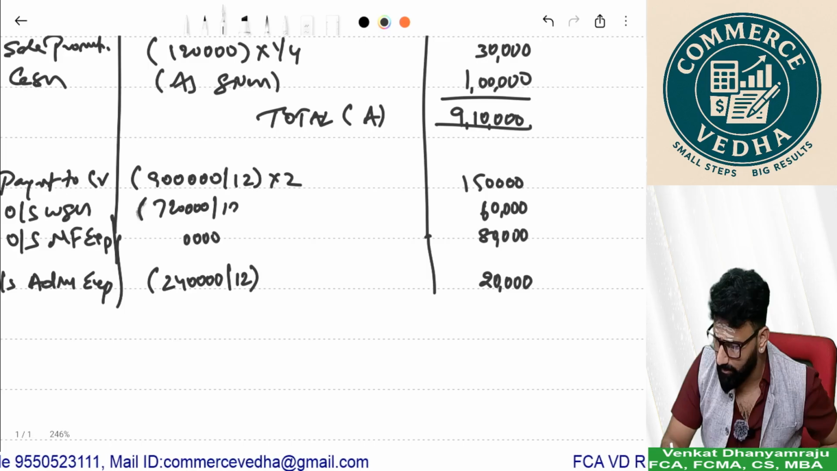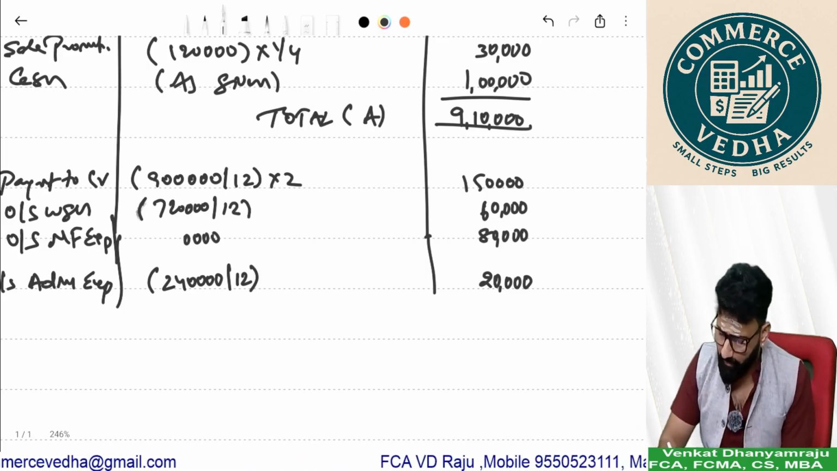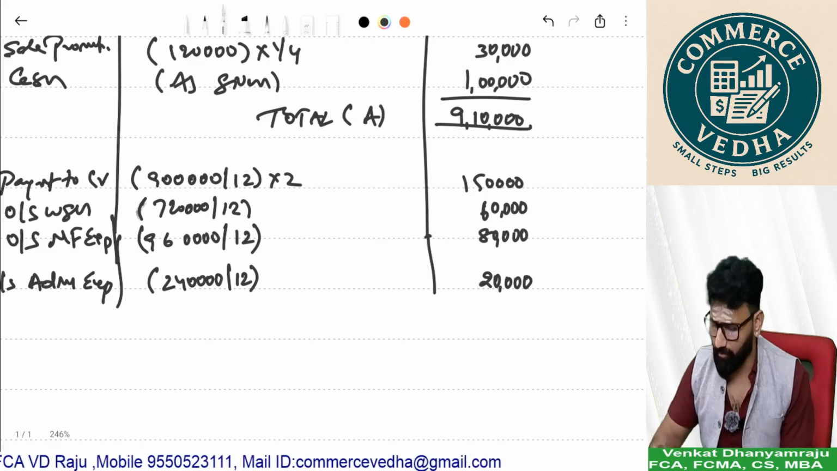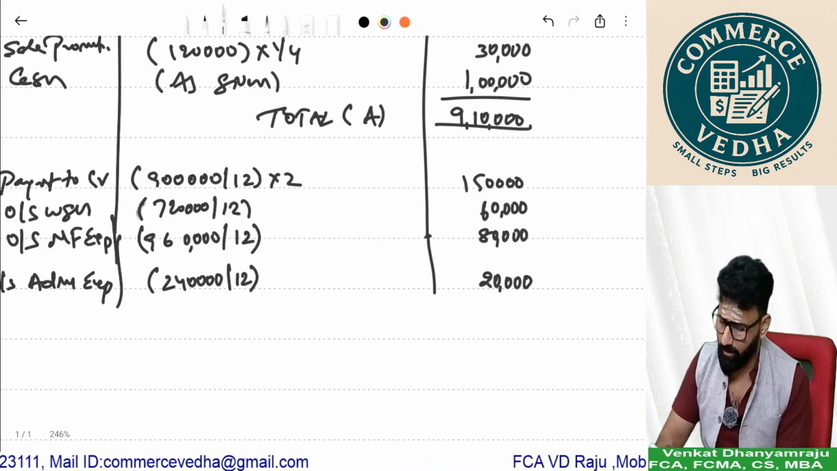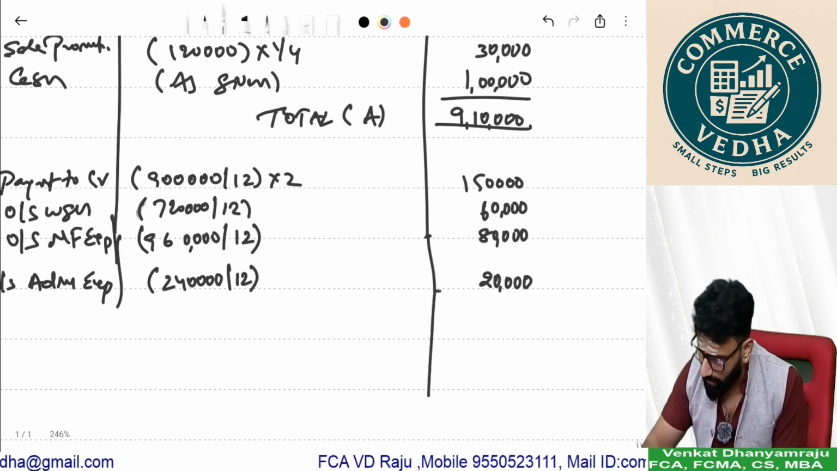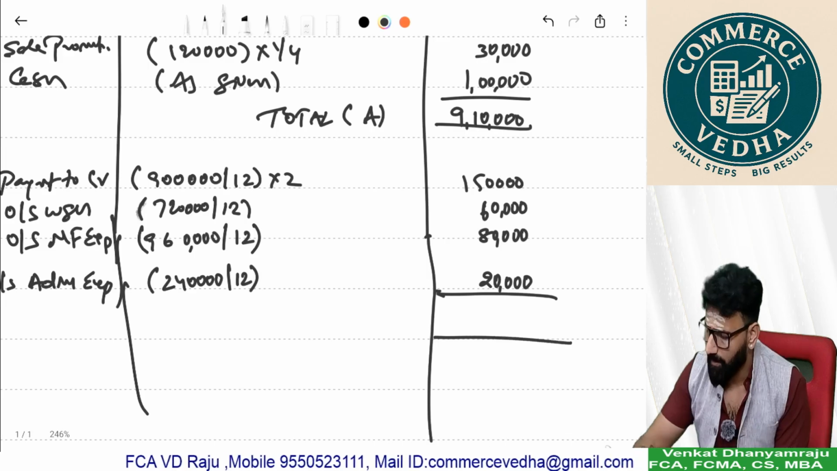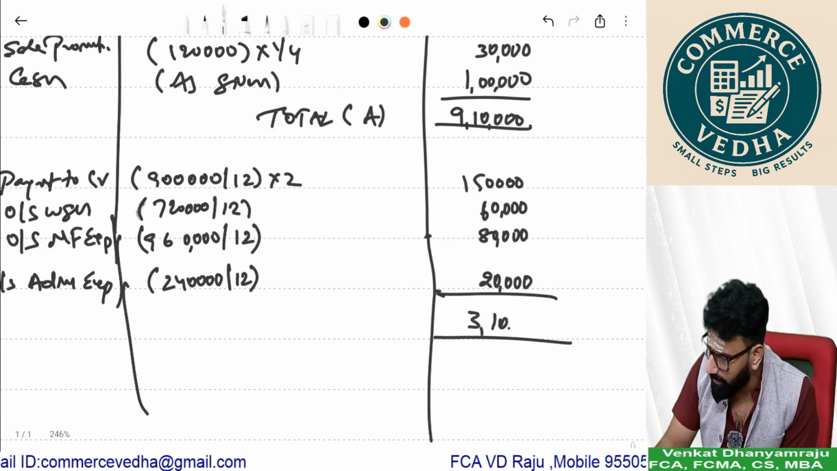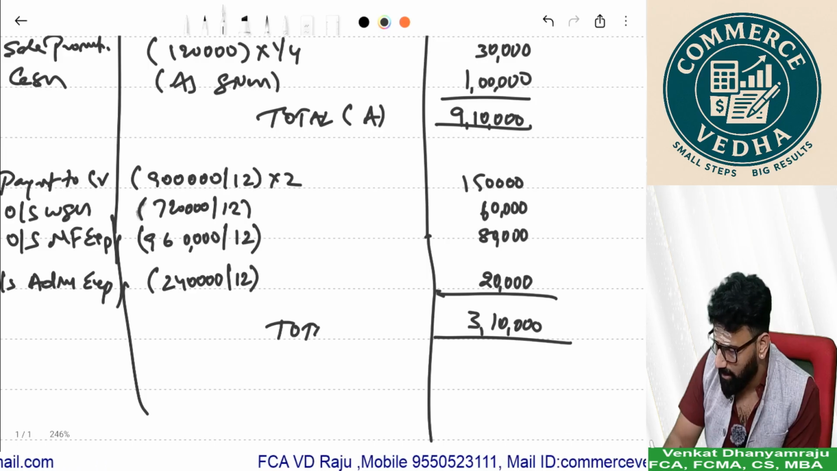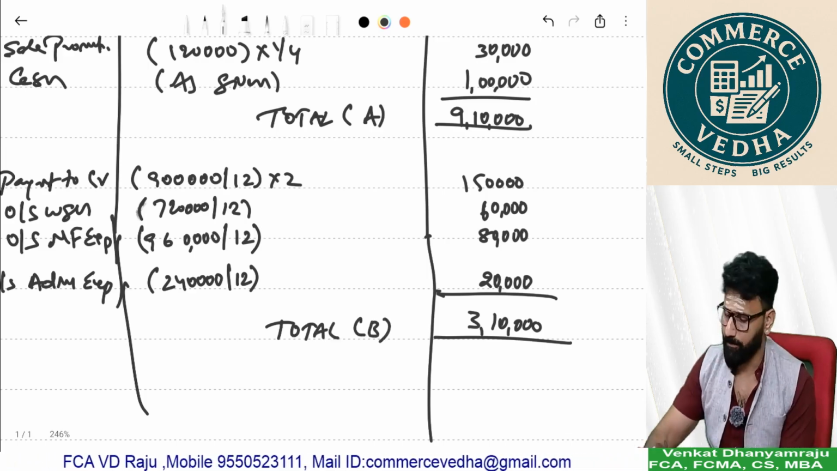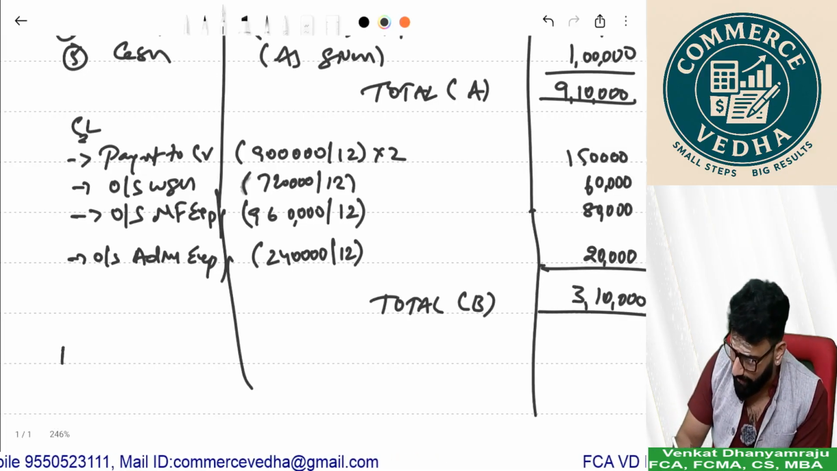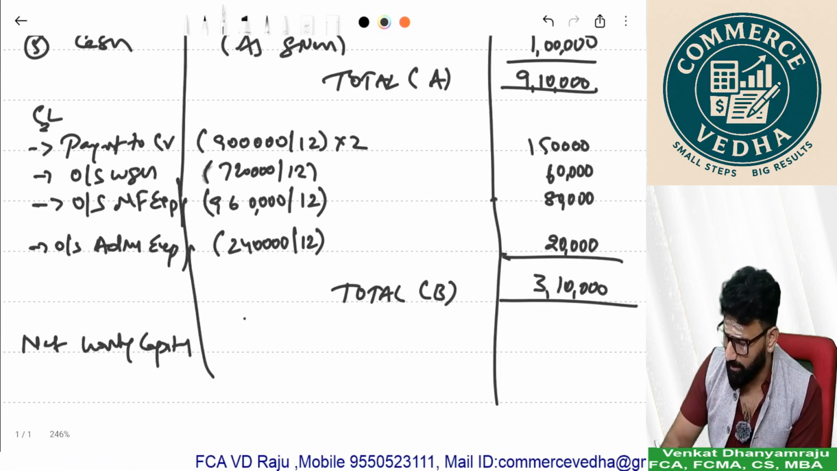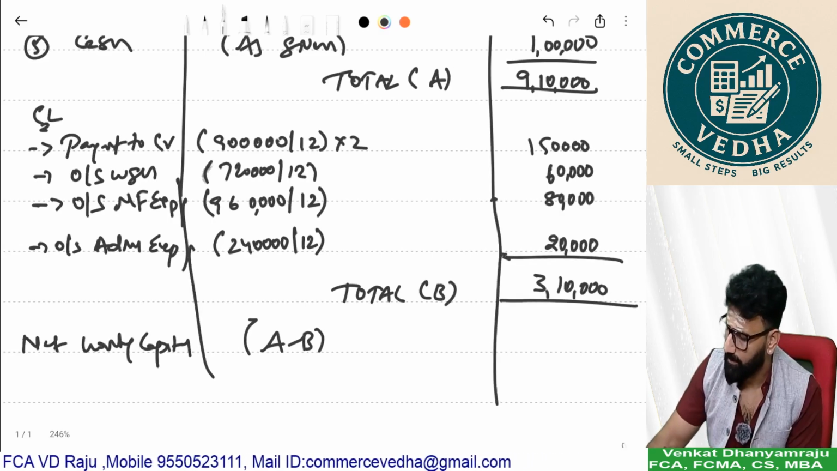Seven lakh 20,000 by 12, one month lag. And manufacturing cash, manufacturing 9,60,000 by 12, so 9,60,000 by 12, 2,40,000 by 12. So now this total is 1,60,000 plus 1,50,000, 3,10,000. This is total current liabilities, B. Now we did everything. We should get net working capital, which is A minus B, 6 lakhs.